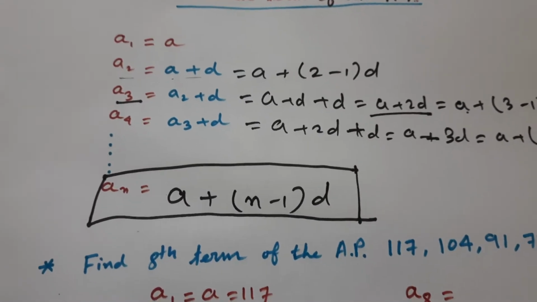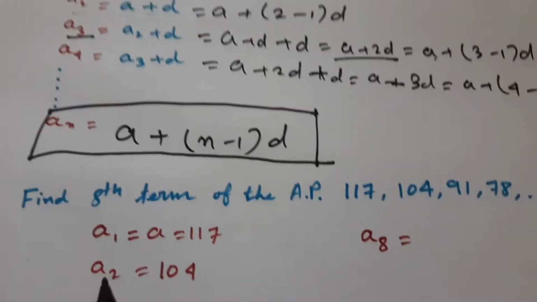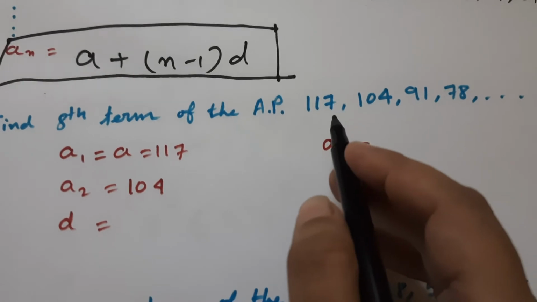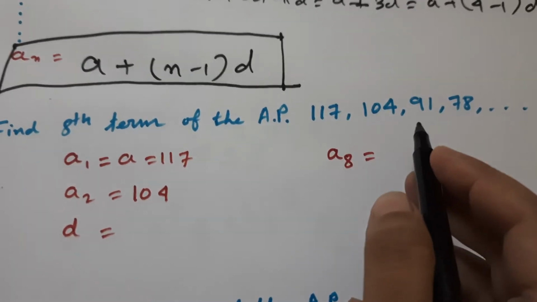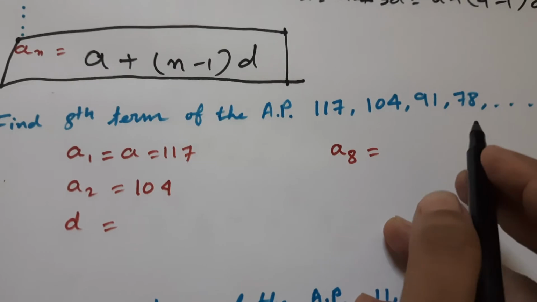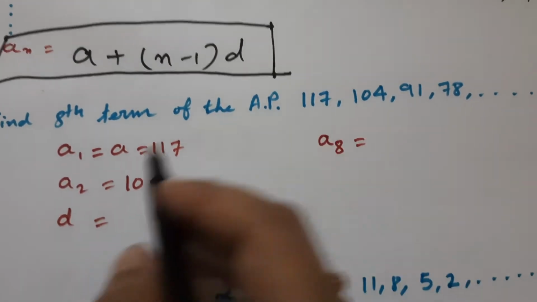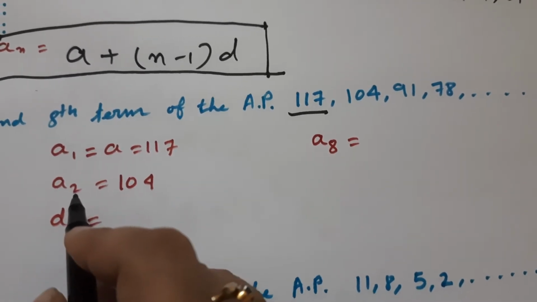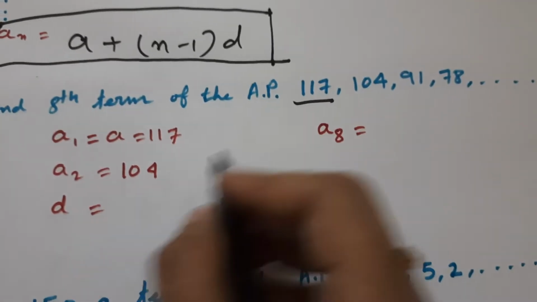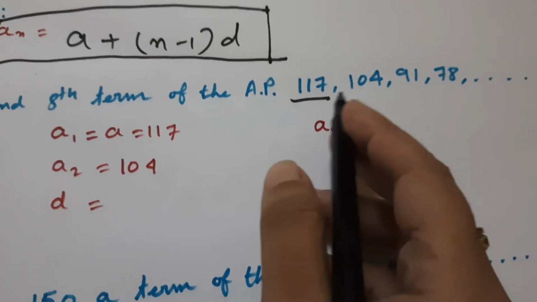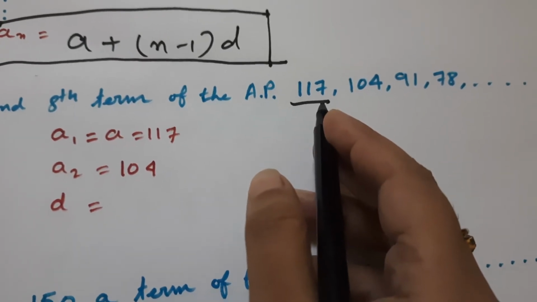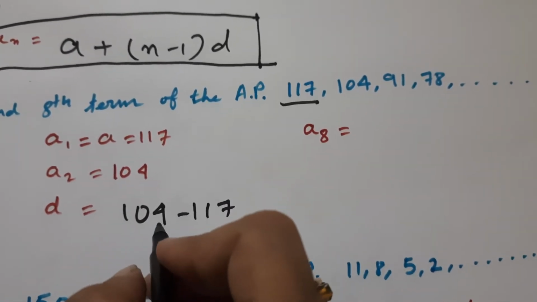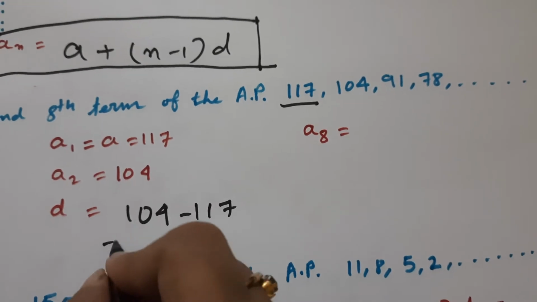Now let's see an example. Find the 8th term of the AP, where the AP is 117, 104, 91, 78 and so on. Here A1 is the first term, which equals A, and A is 117. So A is 117, the second term is 104, and D is the second term minus the first term, that is 104 minus 117, which equals minus 13.